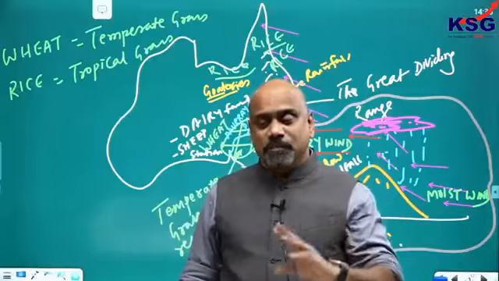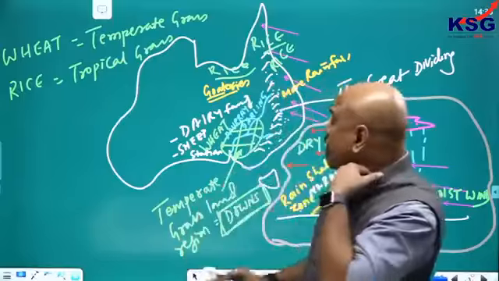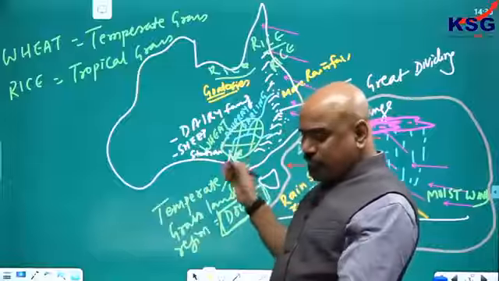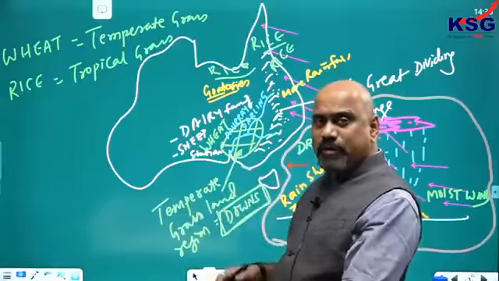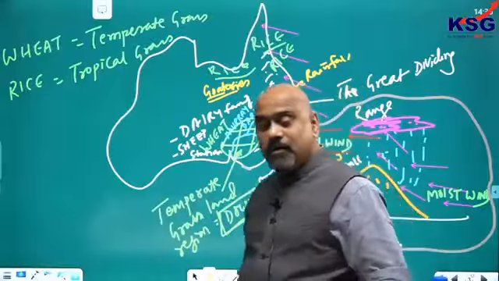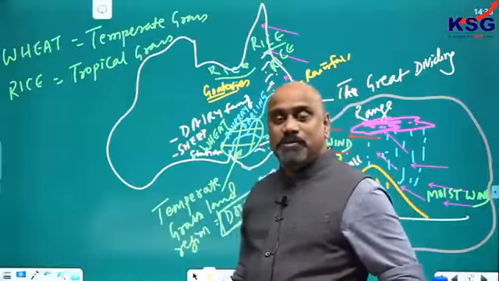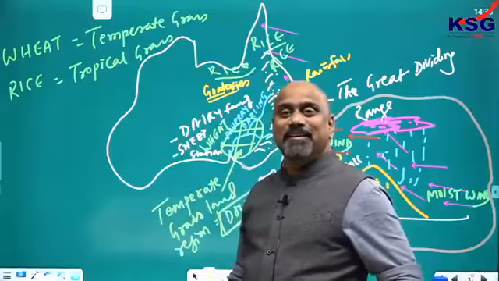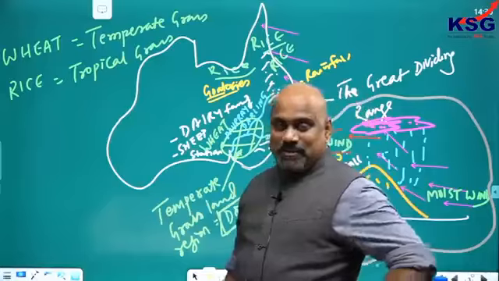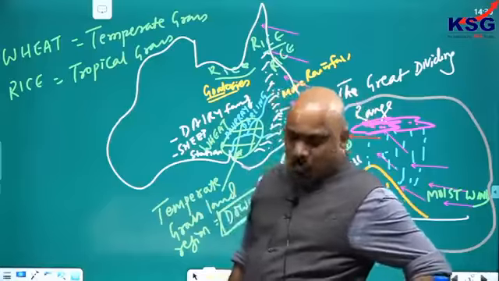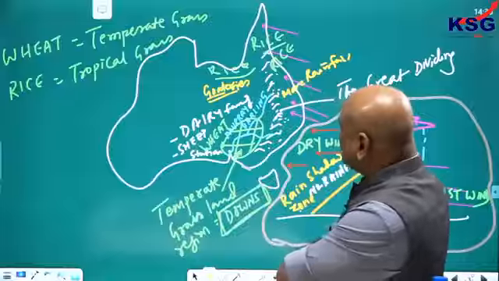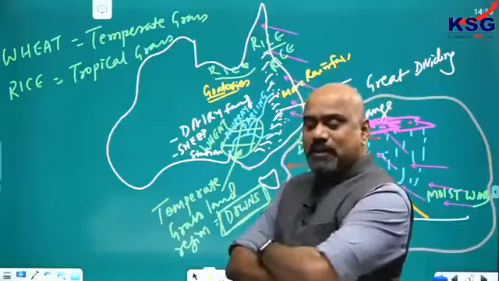So goat and sheep: the world's largest population of sheep you will have in Australia. Sheep rearing is more. You know goat, goat is bakri. Sheep rearing, and the region is also known for dairy farming. So these, as I just mentioned, are very important aspects which you will find in Australia.